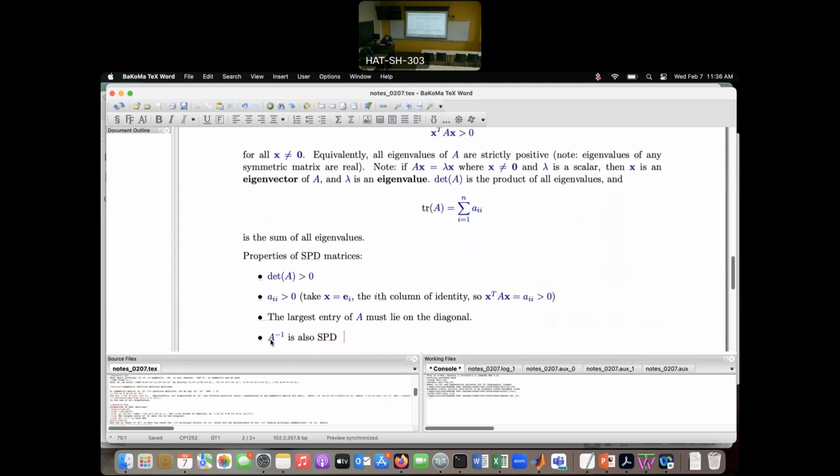I remember assigning this. I think I assigned this as a homework problem in 610. I don't think I assigned it here. Well, we'll find out. Okay. So, questions so far about what it means to be SPD?